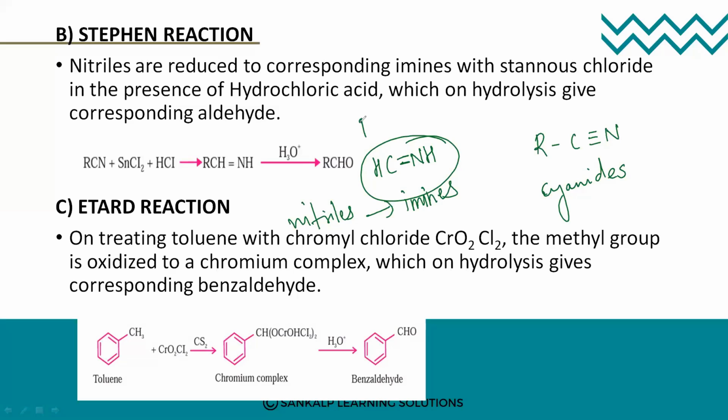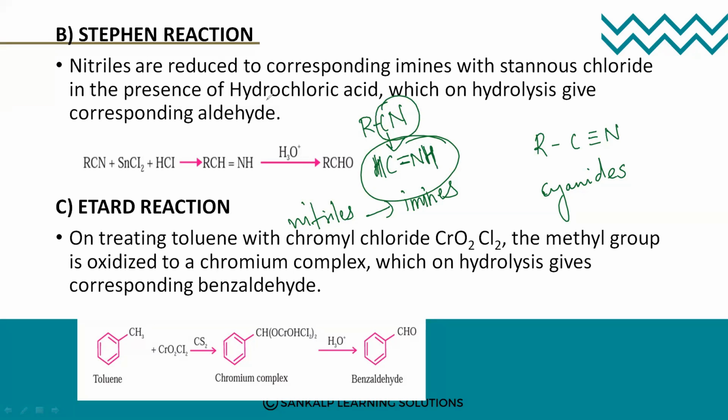So here you can see RCN is converted to RCH=NH. The cyanide group has no hydrogen, but here you can see there are two hydrogens. So what we are doing is adding hydrogen. Reduction means you are adding hydrogen.